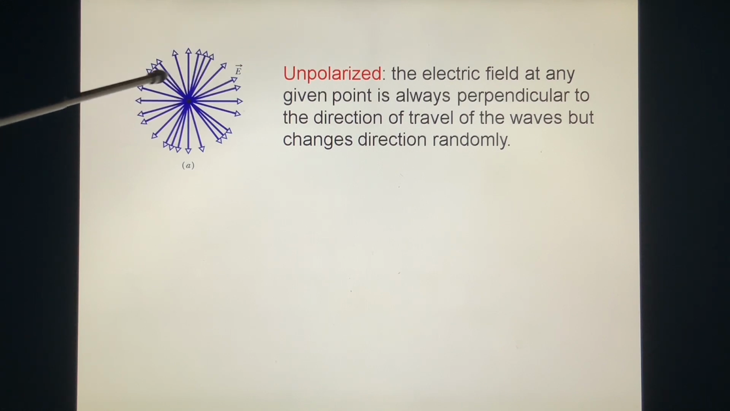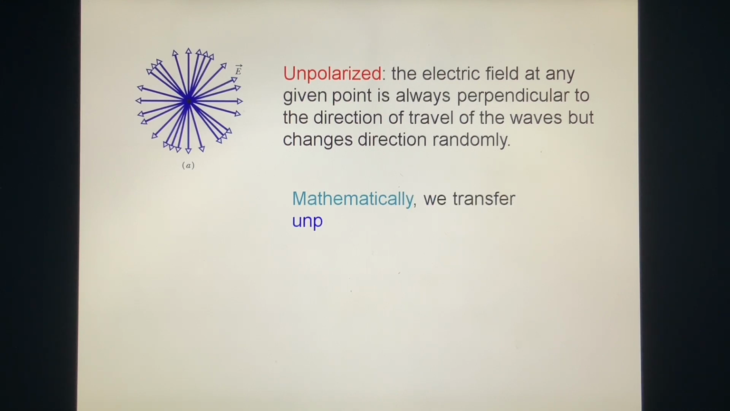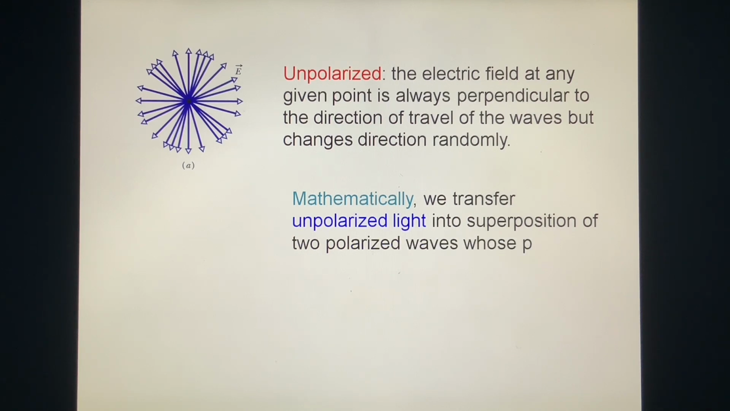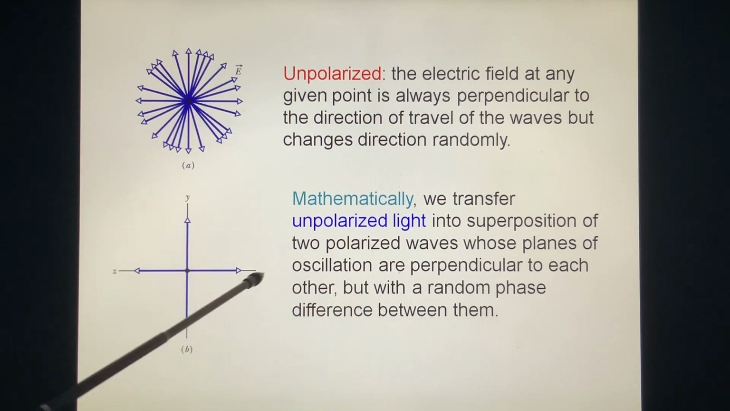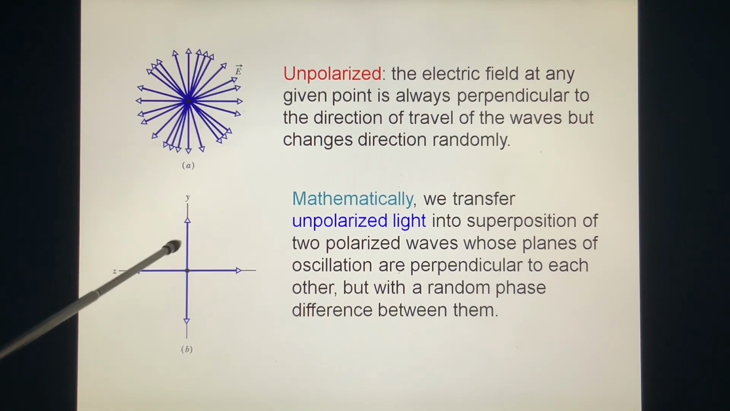This is the direction that the electromagnetic wave travels, towards you. This is the E. Mathematically, we transform unpolarized light into a superposition of two polarized waves whose planes of oscillation are perpendicular to each other, but with a random phase difference between them. Now, we treat them as two oscillations. And the phase difference between these two is random, so you can have any of them.